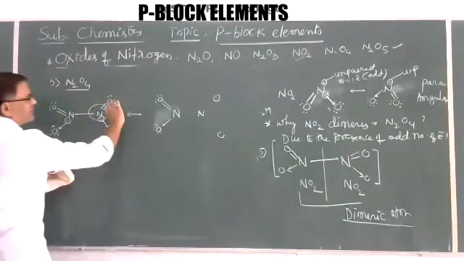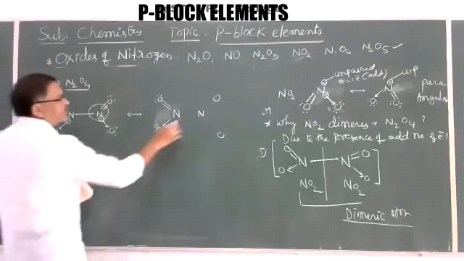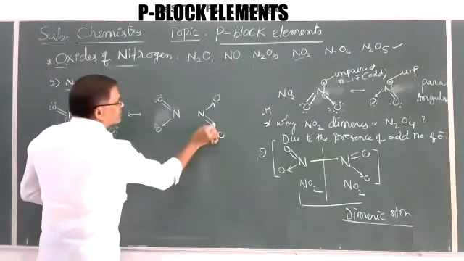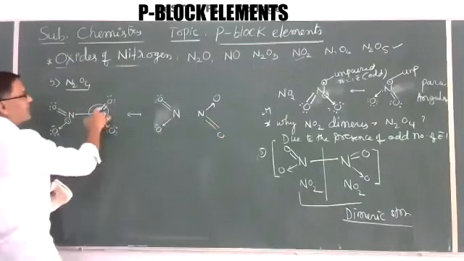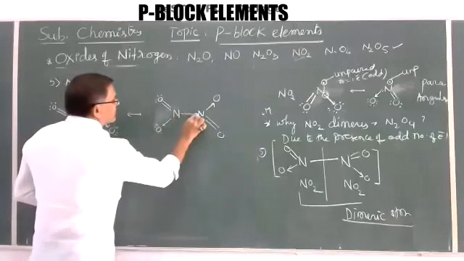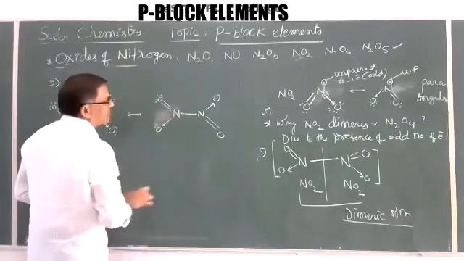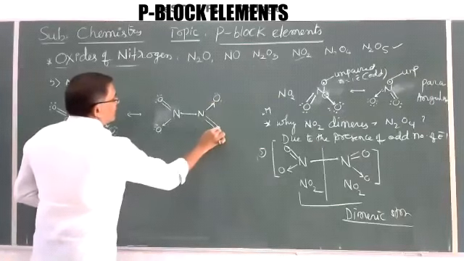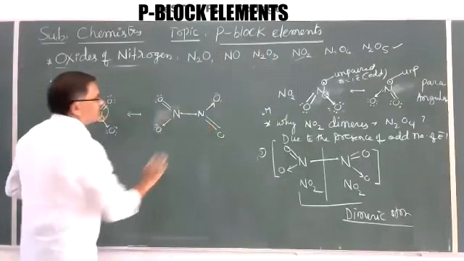Now just change this redistribution. Change this means here coordinate bond, here double bond. That's all. Clear. That is the difference between these two. Between nitrogen, single bonds. Now here coordinate bond, here double bond between these. Everything is clear.